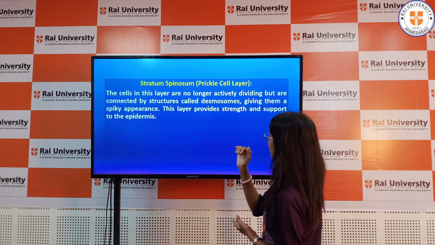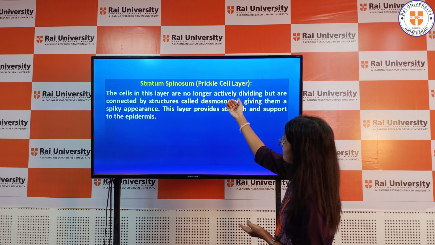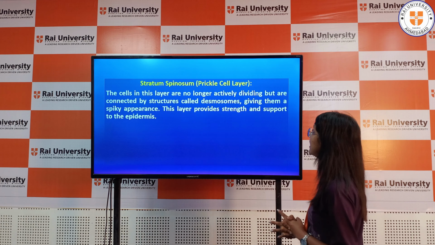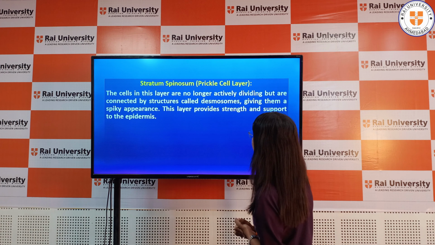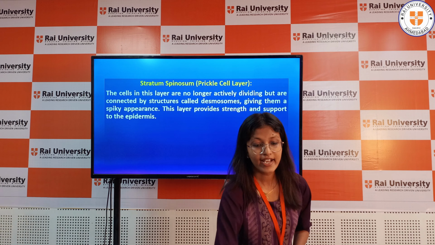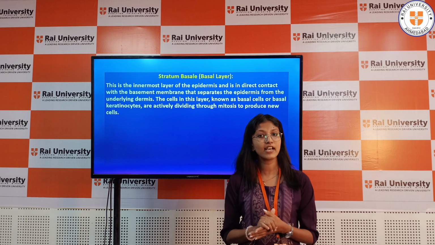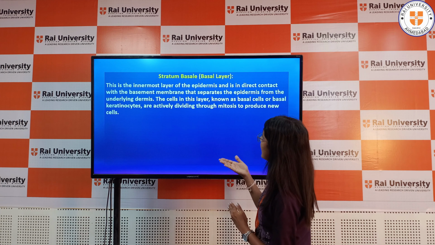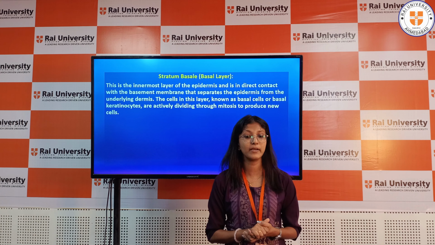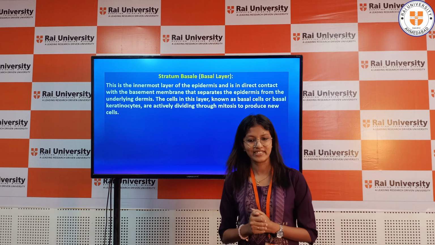And the next layer is stratum spinosum. Stratum spinosum, another name is prickle cell layer, and the cells in this layer are no longer actively dividing but are connected by structures such as desmosomes, giving them a spiky appearance, and giving support to the epidermis. And stratum basale is the base of the epidermis, the innermost layer of the epidermis, in direct contact with the basement membrane, which separates the epidermis from the underlying dermis.